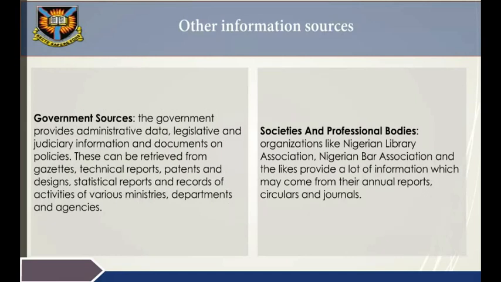Government sources. The government provides administrative data, legislative and judiciary information, and other documents on policies. This can be retrieved from gazettes, technical reports, patents and designs, statistical reports, and records of activities of various ministries, departments, and agencies. Societies and professional bodies. Organizations like Nigerian Library Association, Nigerian Bar Association, and the likes provide a lot of information which may come from their annual reports, circulars, and journals.